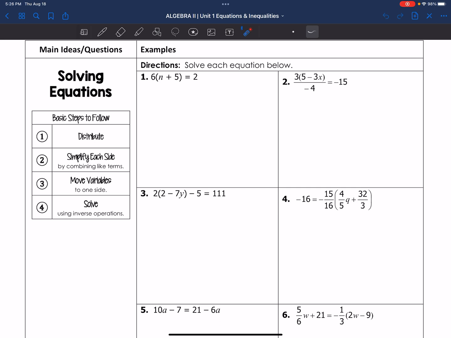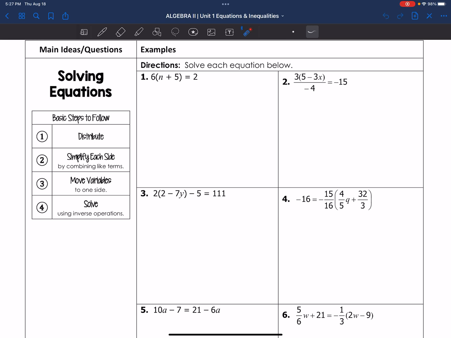Now, there are some basic steps that we want to follow in order to solve equations. They are listed here in this box. The first step, number one, is to distribute. After you've taken care of distributing, then you move on to step number 2 to simplify each side by combining like terms. Your third step is going to be to move the variables to one side. And then last of all, we want to solve using our inverse operations that we discussed just previously.